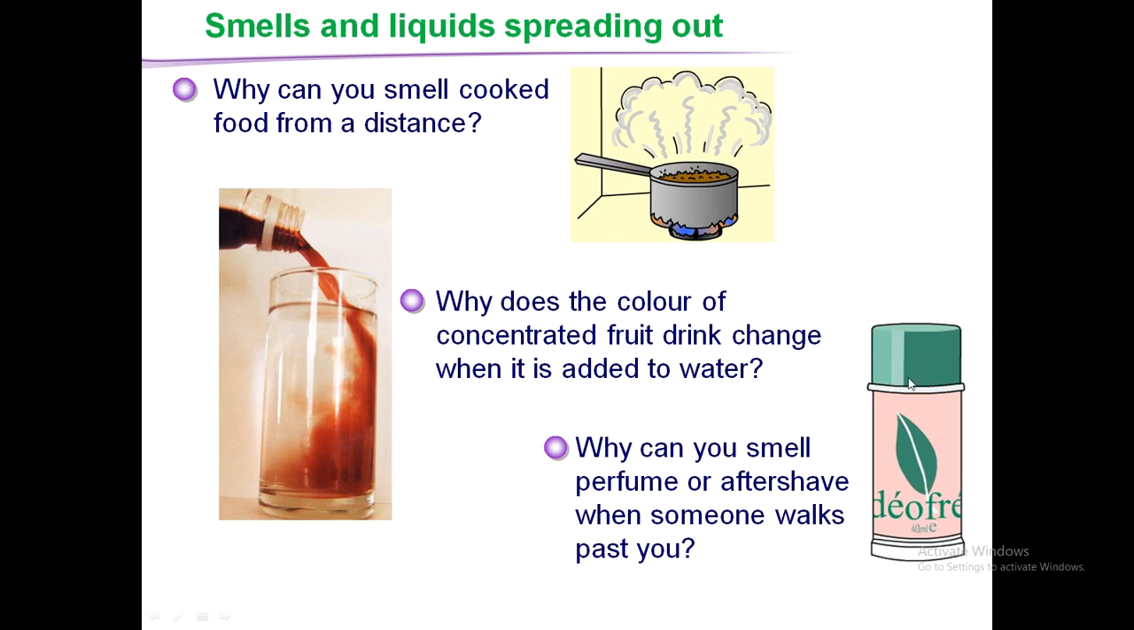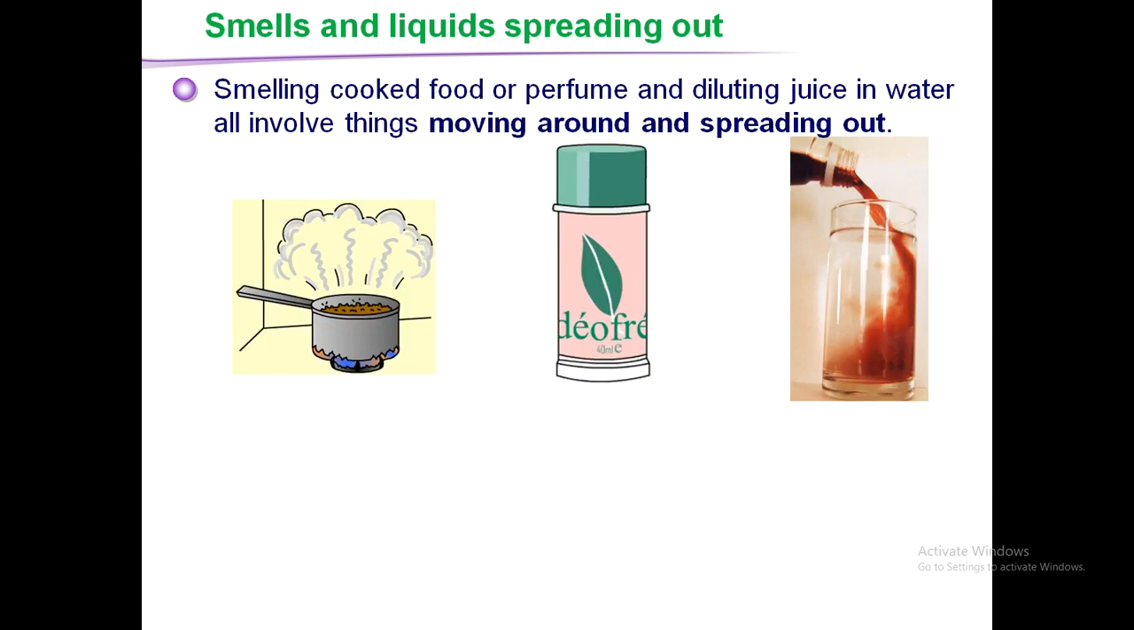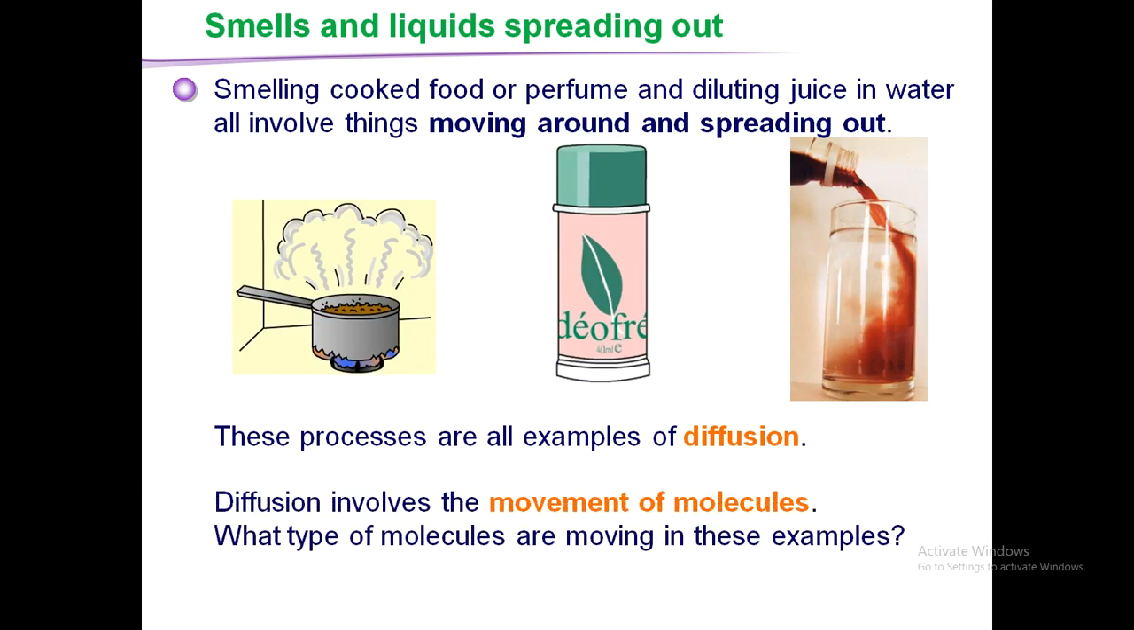Or when you, for example, spray a perfume in one corner of the room and a person sitting in the next corner of the room can smell that perfume. So all these processes occur through diffusion. In diffusion, we say that it is the movement of molecules from high concentration area to low concentration area. So the molecules in high concentration area move towards the low concentration area. In that way they can move around and spread out in the whole available area.